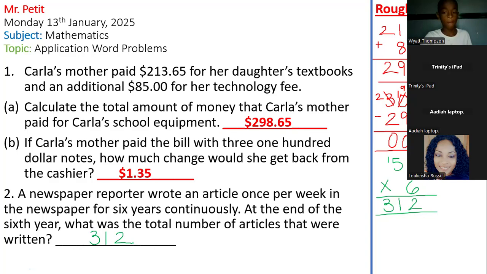Let me know if y'all understand number 2. Trinity, do you understand number 2? I understand. Adaya, do you understand number 2? Yes, sir. Do you understand how we got it? Yes, sir. Explain how we got it.